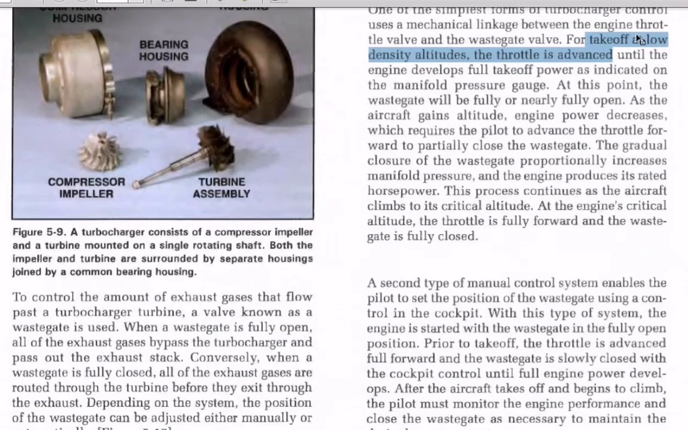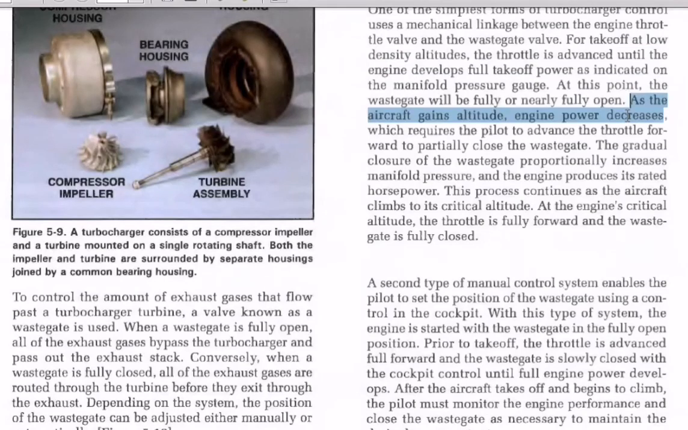So for the example in this paragraph, for takeoff at low density altitude, meaning low altitude, the throttle is advanced until the engine develops full takeoff power as indicated on the manifold pressure gauge. At this point, the wastegate will be fully or nearly open. So the wastegate is not functioning yet.